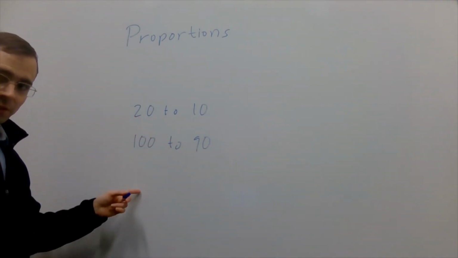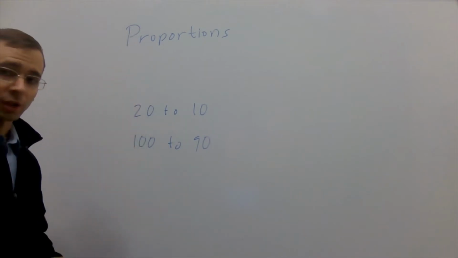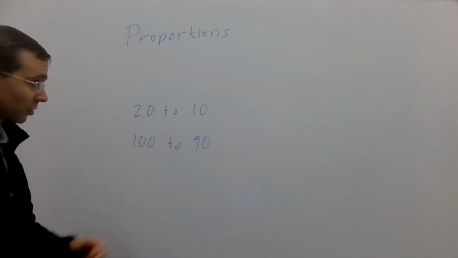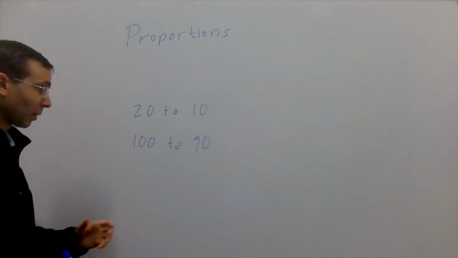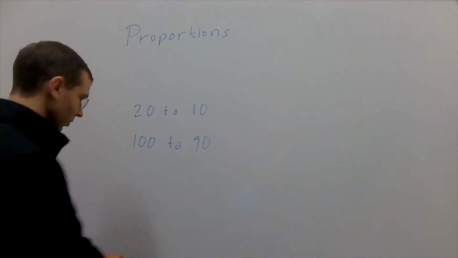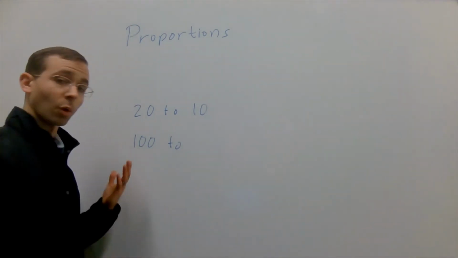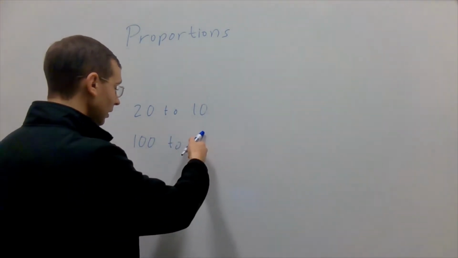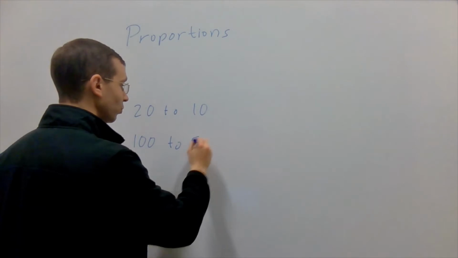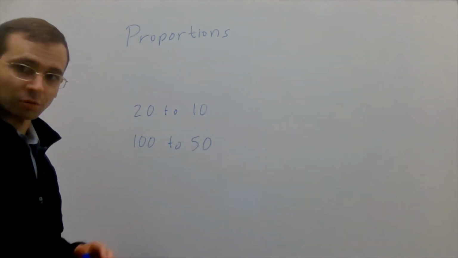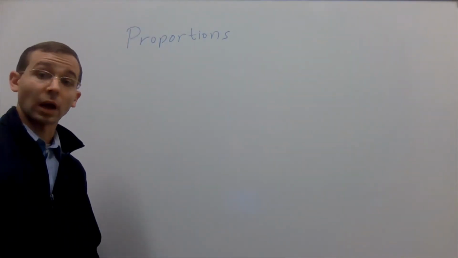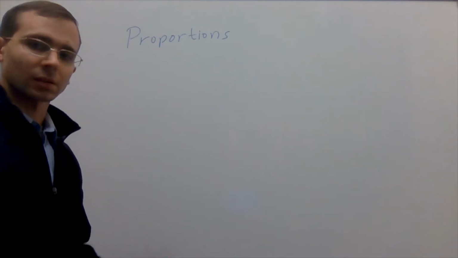Now, this kind of comparison, though, is not what we mean when we're talking about proportions. In proportions, we're interested in comparing things by division, or multiplication. So in this case, we would be talking about something more like this: 20 compares to 10 as 100 compares to 50. So how would we use these ratios practically?